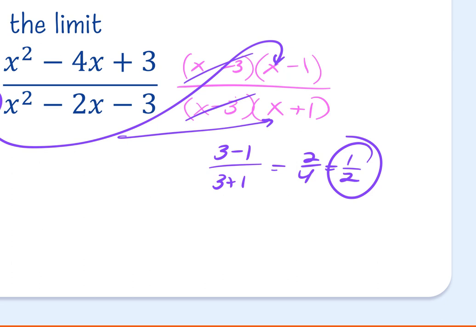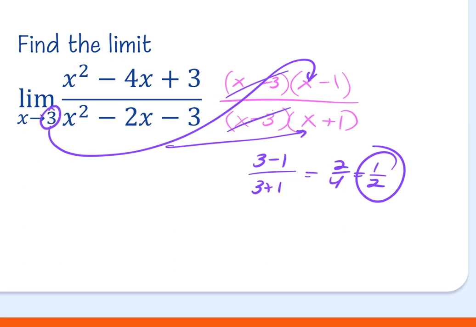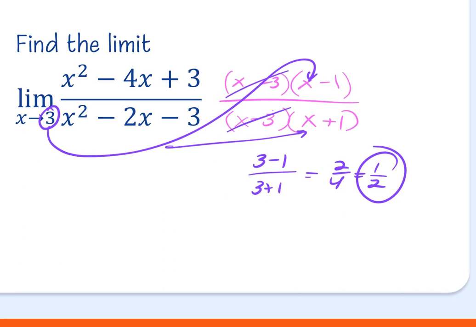So step 1 now is factor, then see if you can simplify, and then take your value and plug. Actually, step 1 would be to see if I can just use direct substitution and plug that in, because that's the easiest. But in most of these cases, when you plug that into the denominator, it's going to give you 0, which would make it undefined. Then you'll have to factor and simplify.